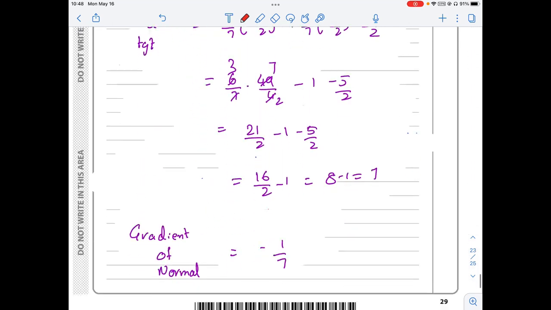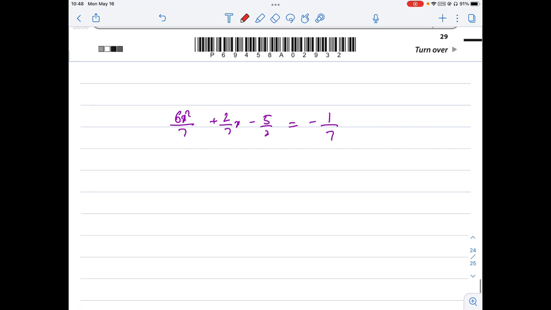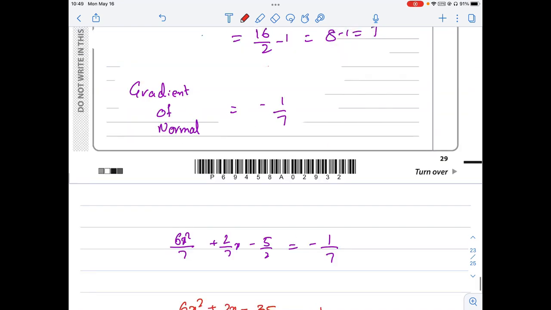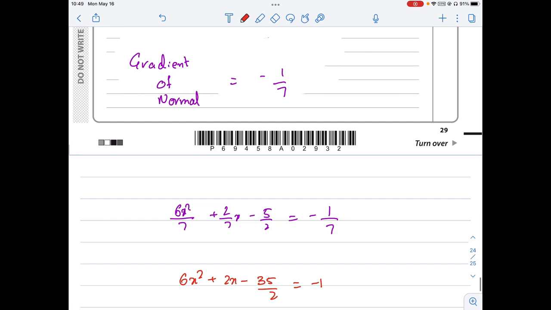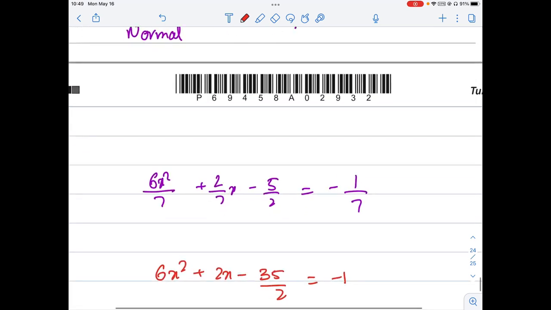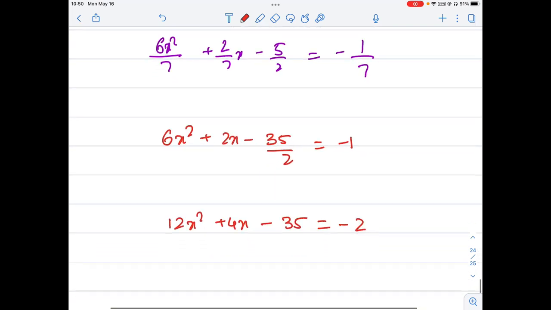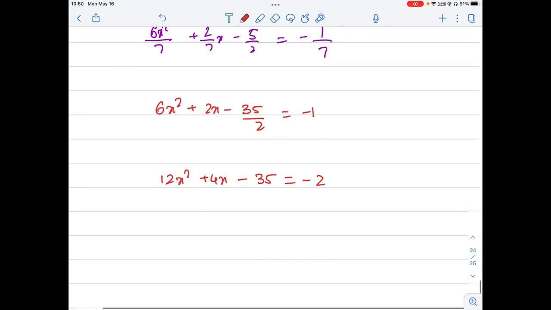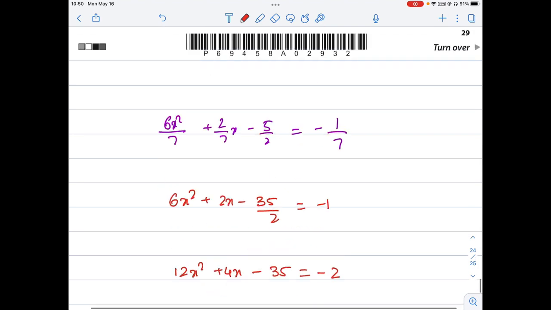So I equate it out. 6x square upon 7 plus 2 upon 7x minus 5 upon 2 equals negative 1 upon 7. Then I multiply by 7 on both sides to get this equation: 6x square plus 2x minus 35 upon 2 equals minus 1. Then I multiply by 2 on both sides. So I get 12x square plus 4x minus 35 equals negative 2. Then bring all the terms to one side: 12x square plus 4x minus 33 equals 0. That's going to be the part B.